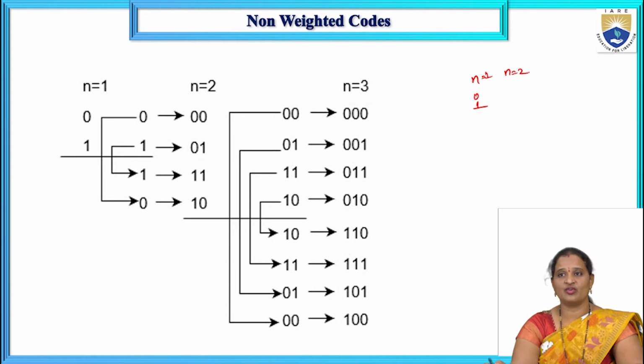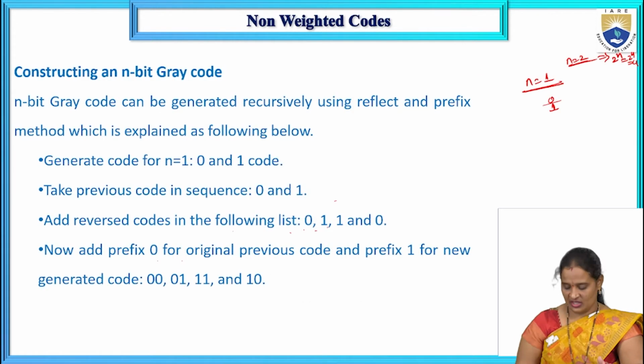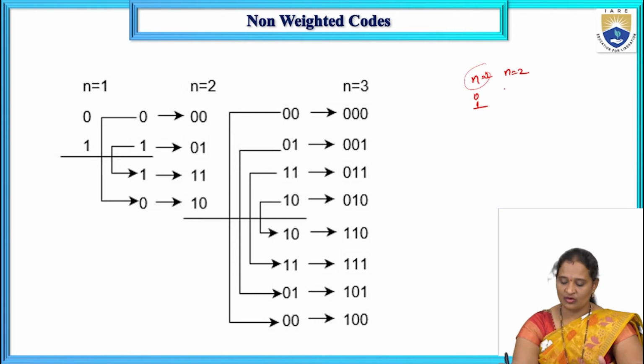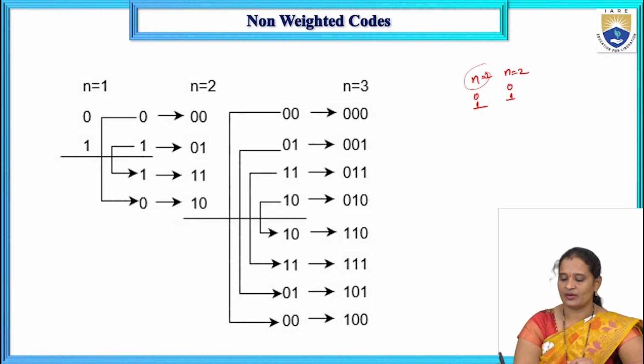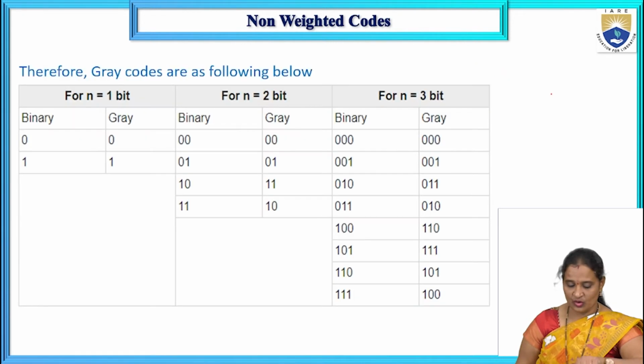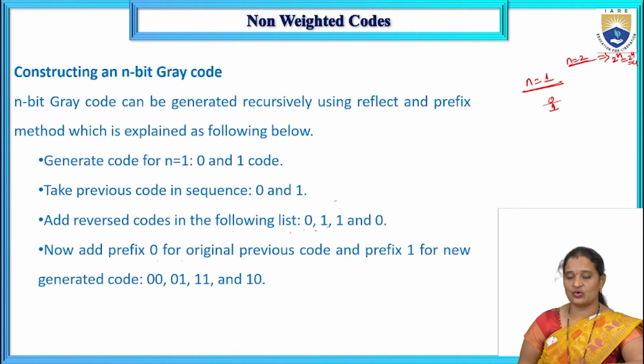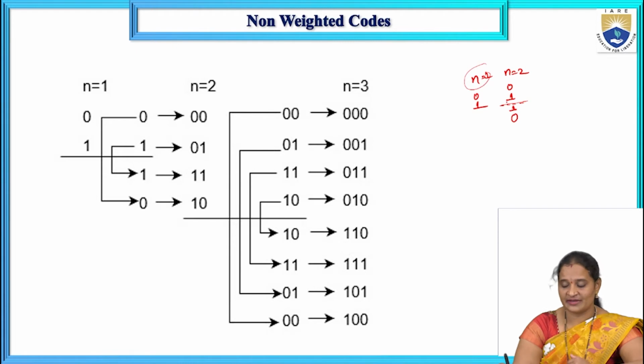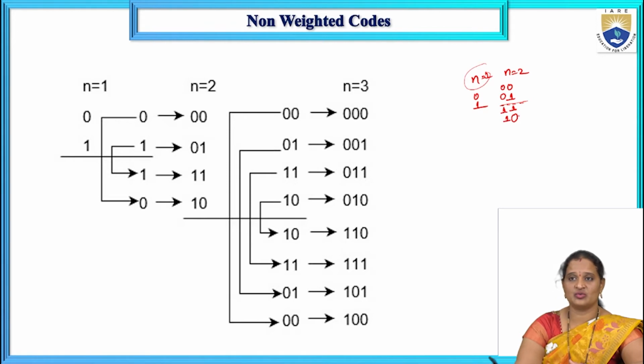Now I want to develop the gray code for n equal to 2 by taking the previous code in sequence. What is the previous code here? N equal to 1 is the previous code for n equal to 2. The gray code for n equal to 1 is 0, 1. Then the next step: add reversed codes. If I put a mirror here, the reflection I get is 1 first and then 0. Now add prefix 0 to the previous codes and prefix 1 to the reflected codes.